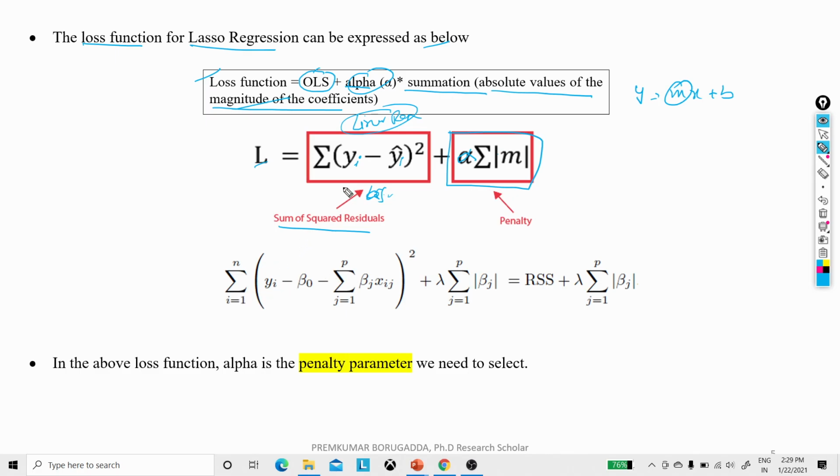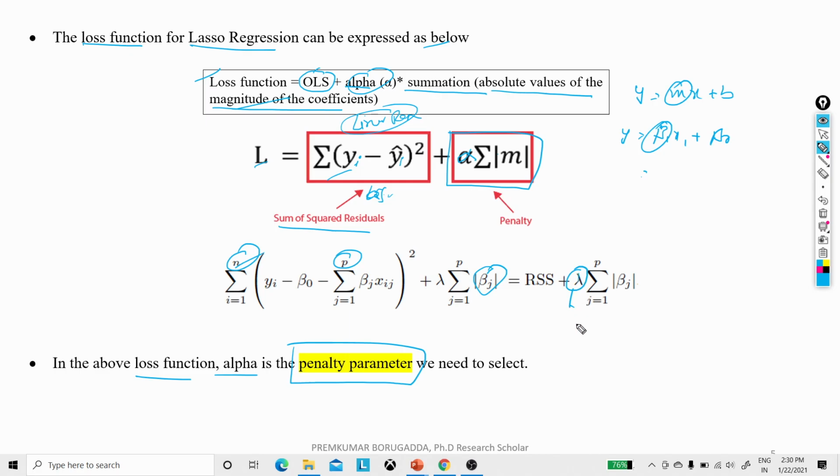So this equation can be written like this: the sum from i equal to 1 to n observations, and over the number of features, the beta j. Don't be confused: in place of mx plus b, people can write beta 1 x1 plus beta naught. So beta j refers to the columns from 1 to p. In the above loss function, alpha, or lambda, is the penalty parameter.